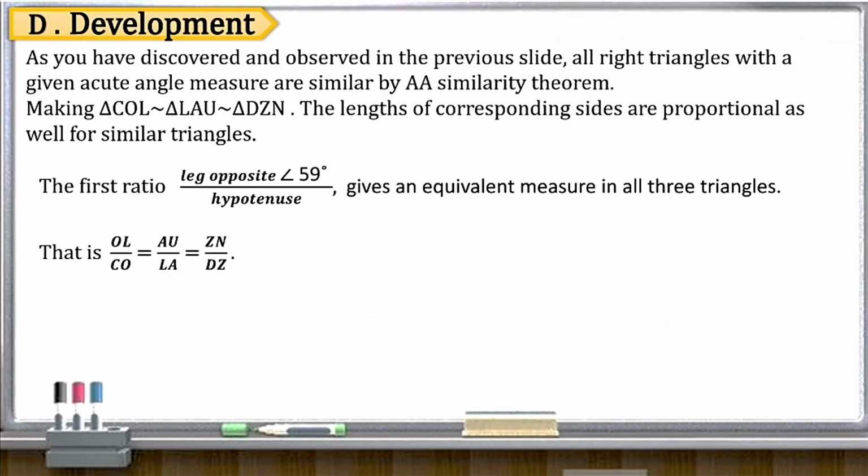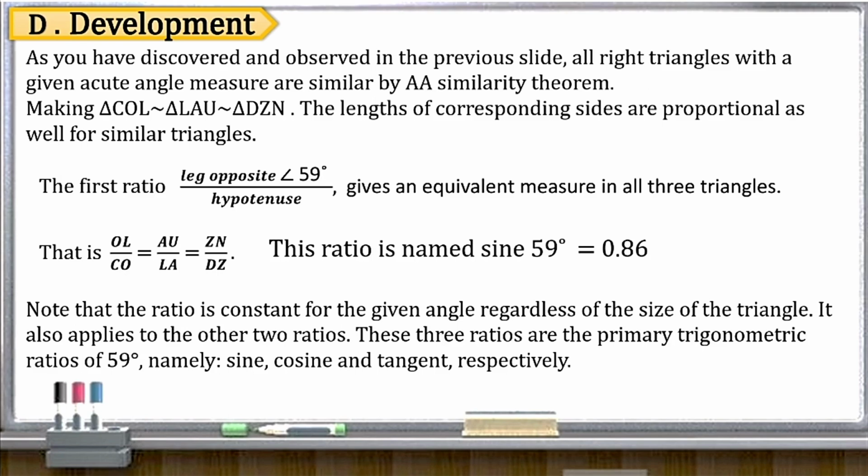That is, OL over ZO is equal to AU over LA is equal to ZN over DZ. This ratio is named sine 59 degrees, which is equal to 0.86. Note that the ratio is constant for the given angle regardless of the size of the triangle. It also applies to the other two ratios. These three ratios are the primary trigonometric ratios of 59 degrees, namely sine, cosine, and tangent respectively.